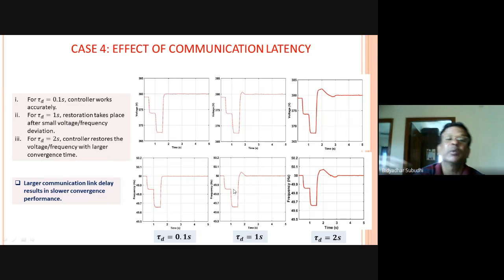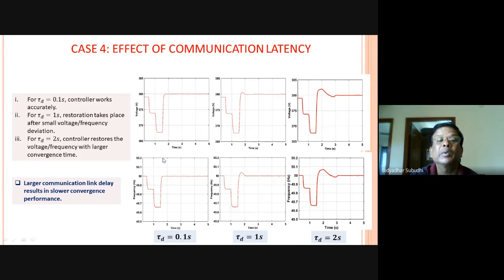and in ours there is not much deviation in the active power. Now we also study the effect of communication latency. Communication latency means when you send a signal and receive the signal, there is a time lag or time delay, that is called communication latency. In order to verify the effectiveness of the proposed controller, we choose different values of communication latency, that is tau d equal to 0.1 second, tau d equal to 1 second, and tau d equal to 2 seconds.